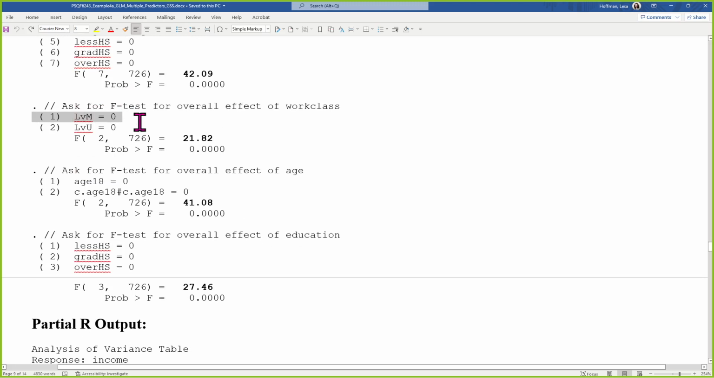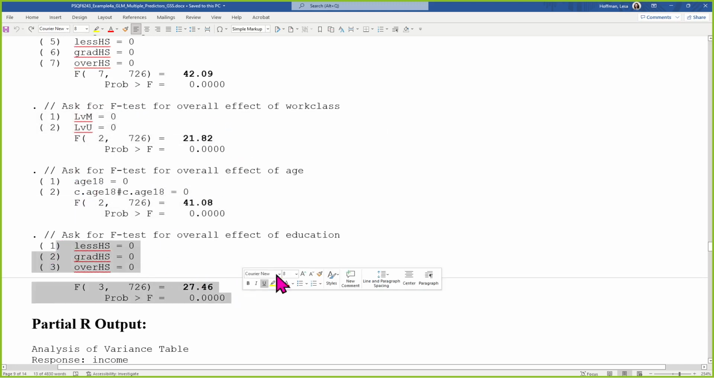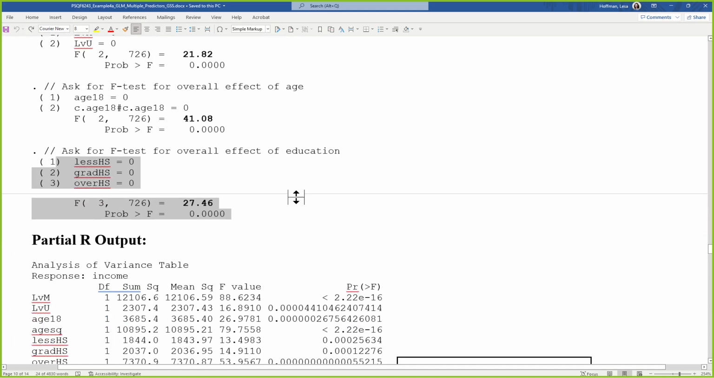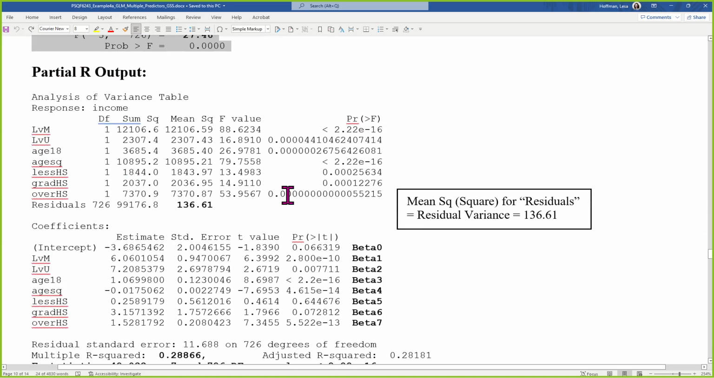So here's the 2 for working class, there's the F for that, here's the 2 for age, and here's the 3 for education. No effect sizes though, we gotta work extra hard to get those. And here's R.